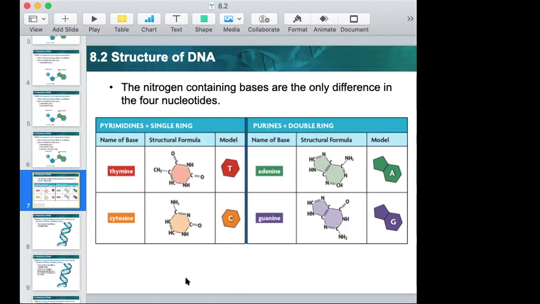Do we need to draw those? You don't need to draw all of this right here, but you should draw in the hexagon or the hexagon and pentagon. So you can ignore the structural formulas, but you should draw in the model you see right here and the name of the bases. There are 4 main bases. You have thymine, which is a hexagon, cytosine, which is a hexagon, adenine, hexagon and pentagon, guanine, hexagon and pentagon.